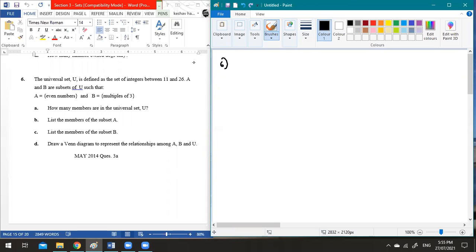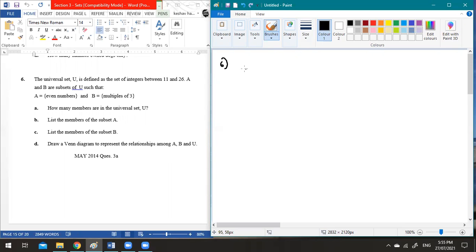Question 6. The universal set U is defined as the set of integers between 11 and 26. So integers are whole numbers between 11 and 26. A and B are subsets of U such that A is even numbers and B is multiples of 3. How many members are in the universal set? List the members in subset A, list the members in subset B. Draw the Venn diagram to represent the relationship amongst A, B, and U.